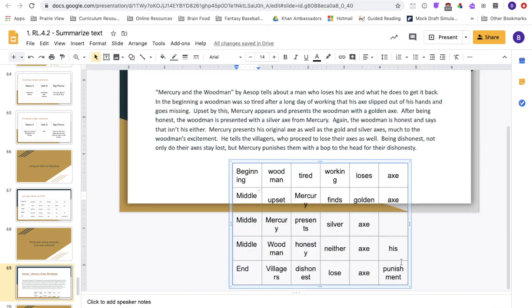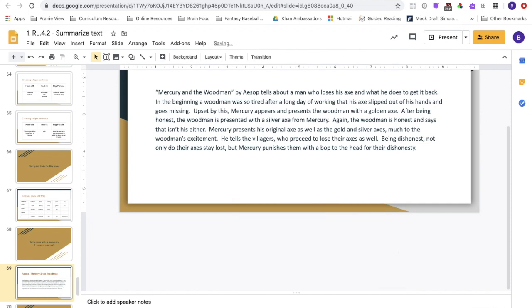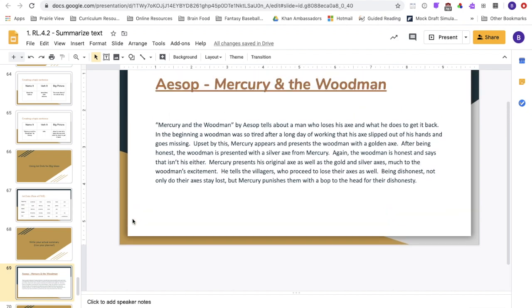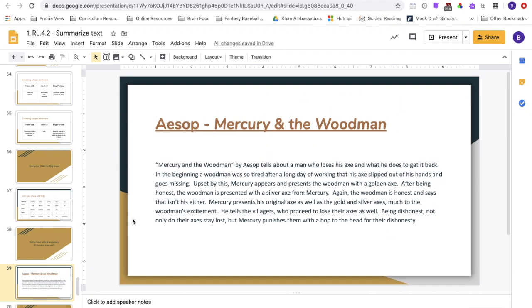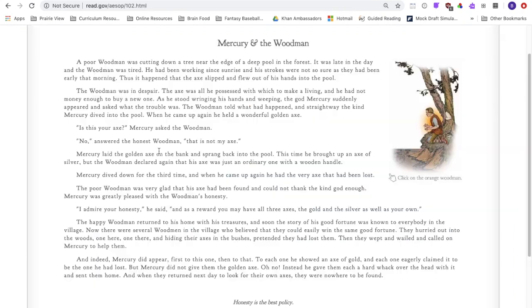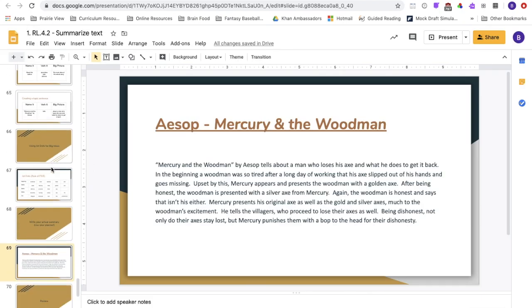All right, so now let's take a look here. Mercury, silver axe, neither, villagers. Okay, so we got the beginning, middle, and end, and so we're done with that. Now, next thing that I want you to do is, one thing that I mentioned is that a summary is significantly shorter than a retell. So you see that we have our summary. If we go back to the original text, we have to ask ourselves, does it look shorter? It seems like it's about maybe a third or a fourth of the length of the original story. So that looks good.